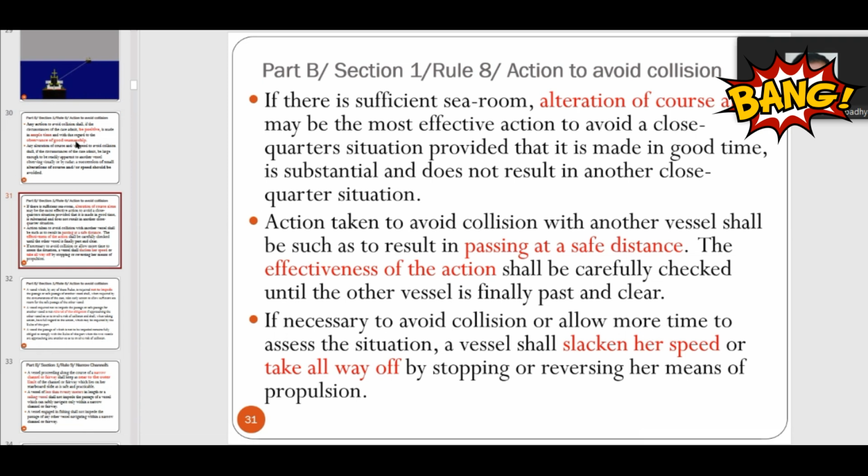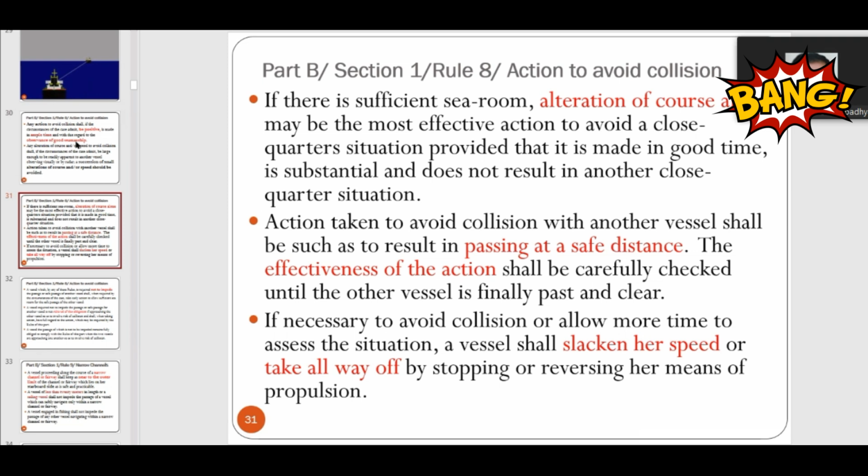Third one: if there is sufficient sea room, alteration of course alone may be the most effective action to avoid a close quarter situation, provided that it is made in good time, is substantial, and does not result in another close quarter situation.